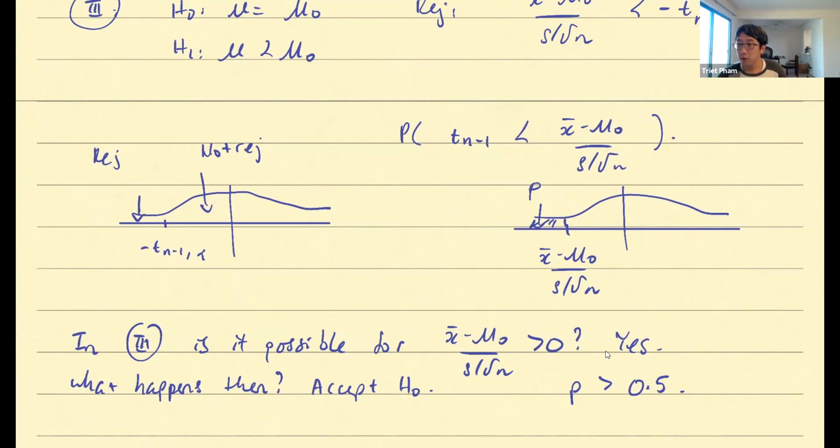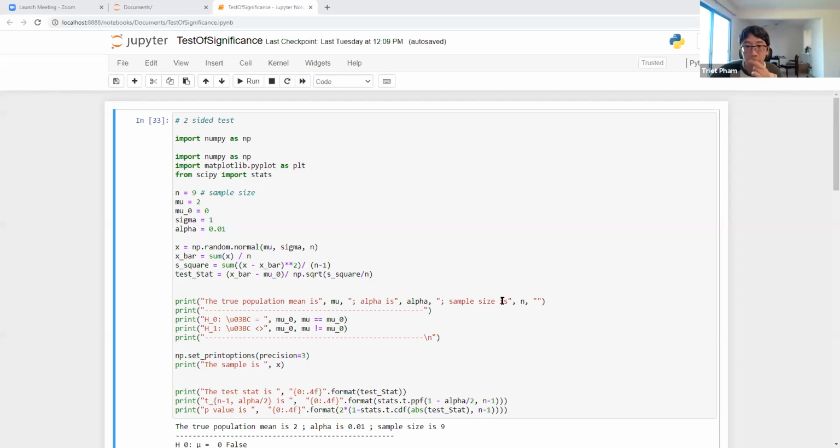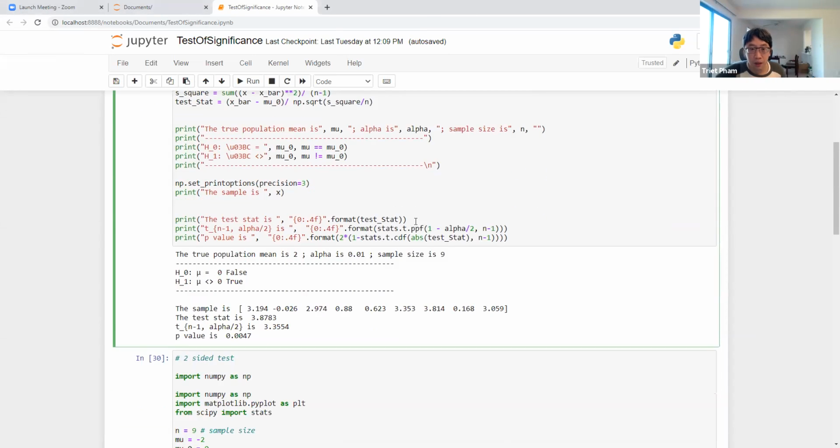Any other question before I show you the code? The code will be real quick. It's going to be easy too, but hopefully it will bring the p-value idea right to you if you haven't seen it. Let's see here. Right, so I hope you see this.